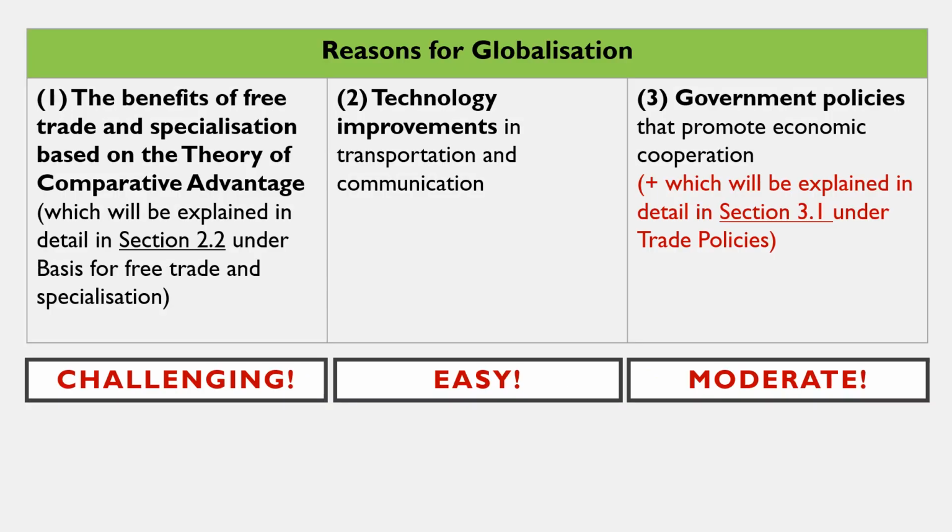Now, for the three reasons for globalization, it is useful for you to take note that some are relatively easy for you to master in an instant, while others may take you more time to understand them. For example, reason 2, technology improvements in transportation and communication. We often say that this is the easiest reason to understand because the explanation is mostly in prose and there's no graph within the explanation. In contrast, under the third reason, government policies that promote globalization, we say that it is moderate because you need to be able to explain the logic and you also need a graphical analysis.